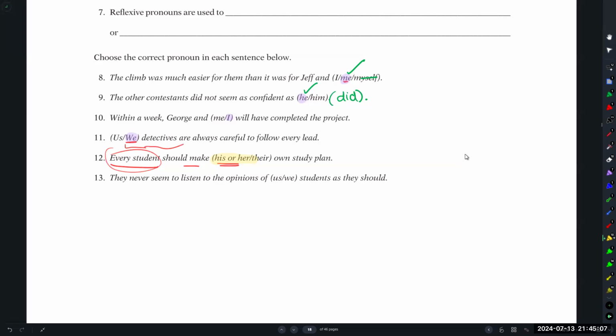ये अजीब नहीं है, ये प्रॉपर है जो टेस्ट होती है, ठीक है. So this is what they prey on. This is why it's here. Okay, every student should make his or her own study plan because each one of them singular hota hai na, they never seem to listen to the opinions of.